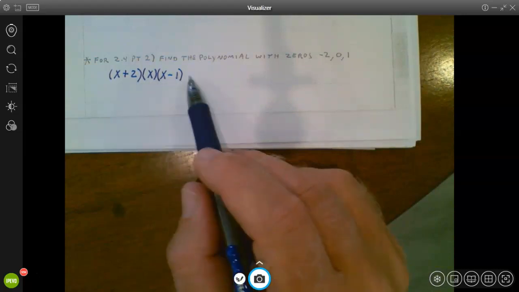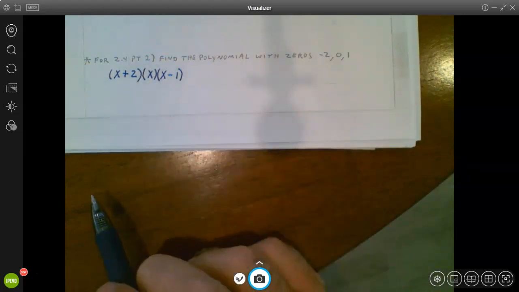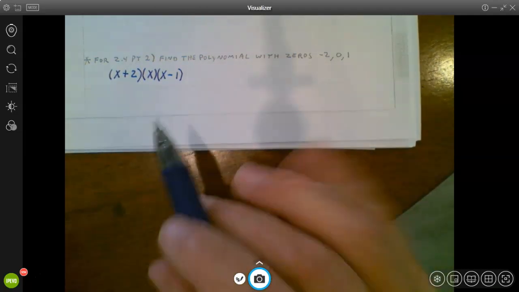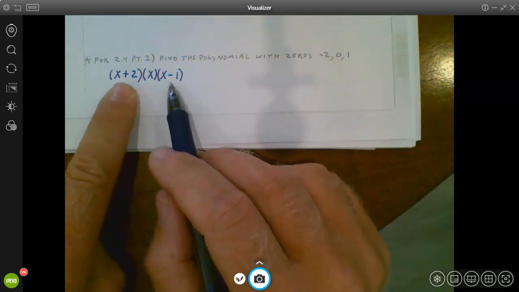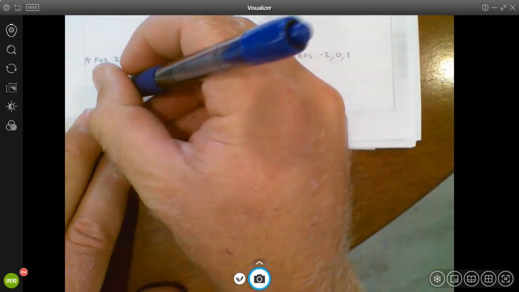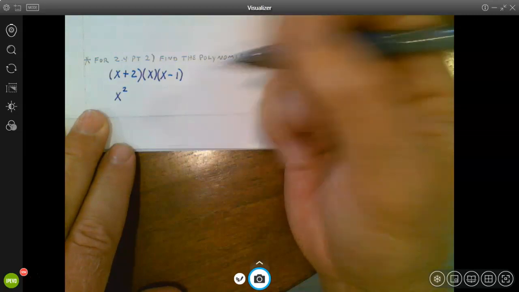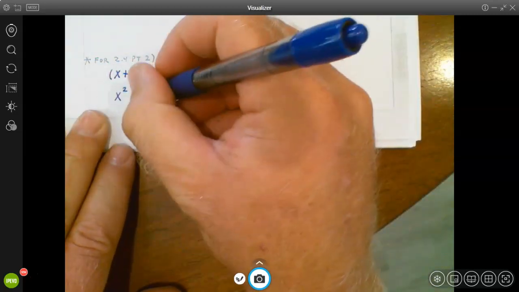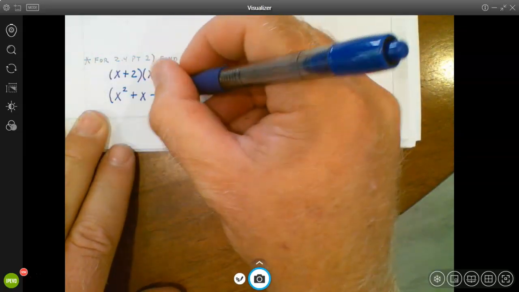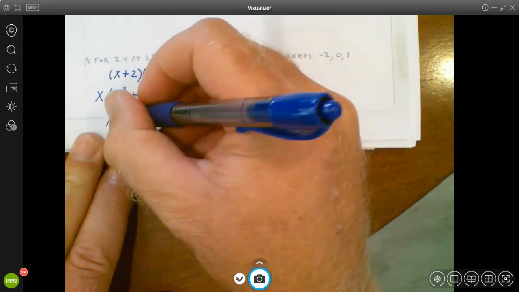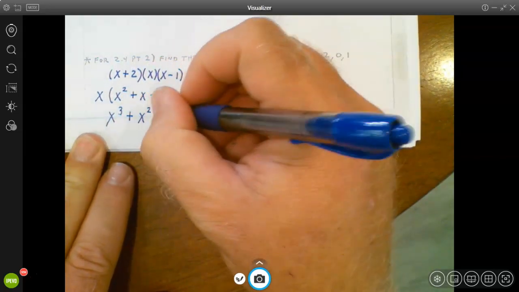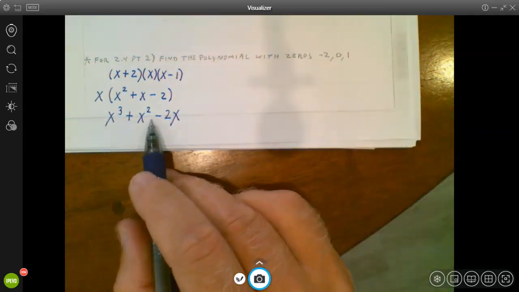So if I can now just go through distribution and multiply all that fun stuff together, I will get my polynomial that produced those zeros. You can go in any order. I would start with those guys. So if I just multiplied the first one and the third one together, that would give me x squared plus x minus 2. And then I would multiply the x to all of that and get x to the 3rd plus x squared minus 2x. So this is the polynomial function that would produce those zeros. So that is it for 2.4.